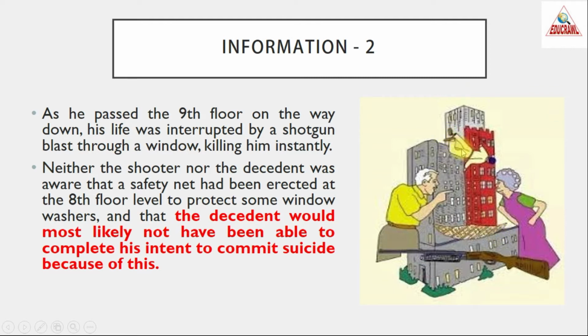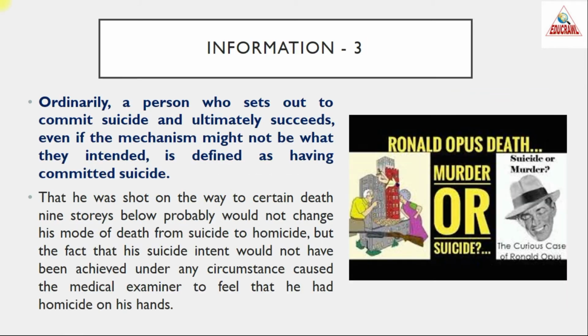Ronald Opus is falling from the top floor. He is not aware there is a net there. The decedent would most likely not have been able to commit his intent to commit suicide because of this. Now, with this information, you can decide whether it is a murder, accident, or a suicide. Now, the case doesn't end here. We are going to the next information.